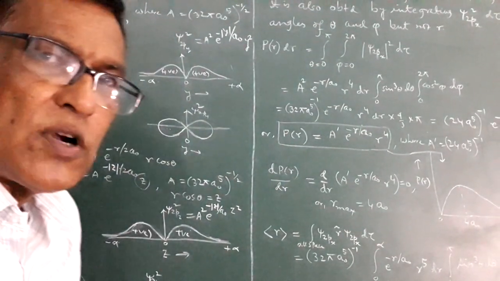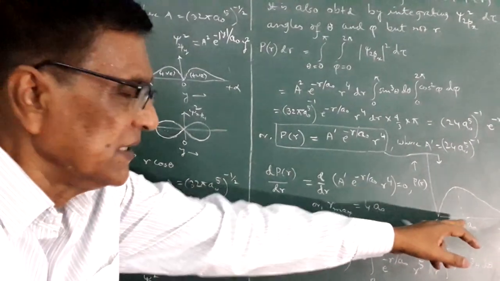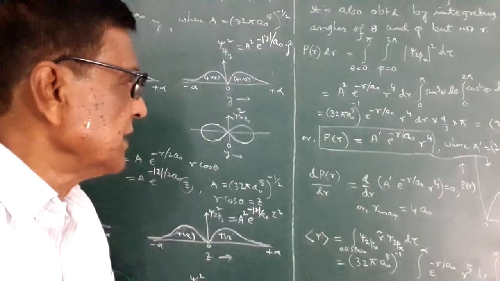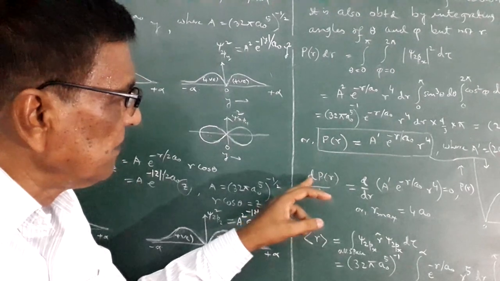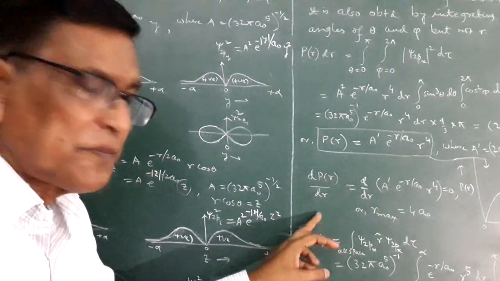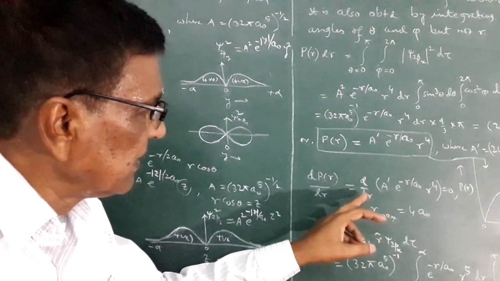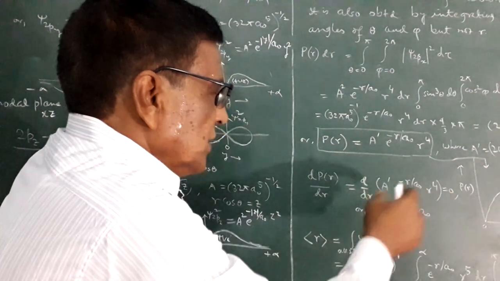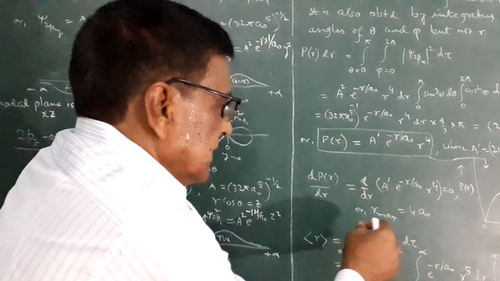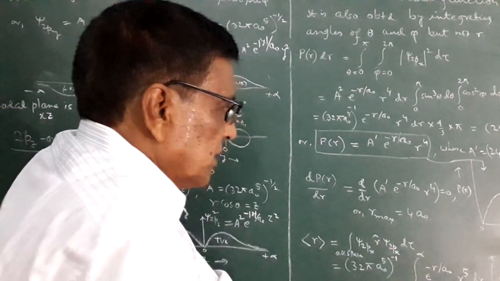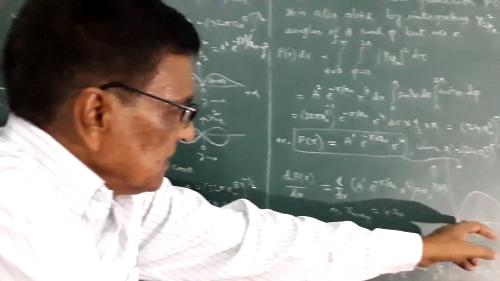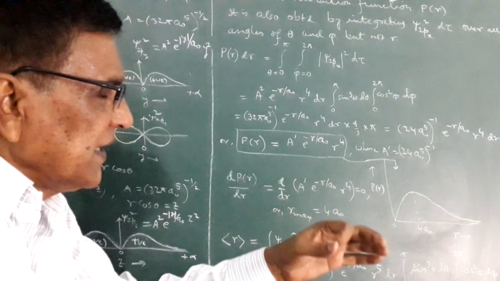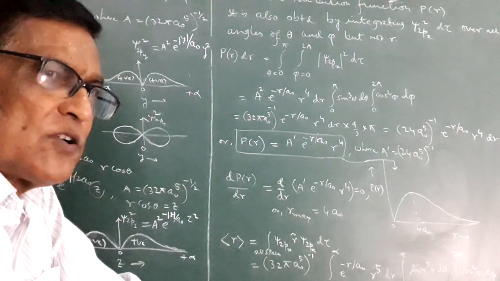We can also calculate the radius of the spherical shell at which P(r) attains its maximum. For that, the condition is that dP(r) by dr, the condition of extrema, is equal to d by dr of a' e to the power minus r by a naught r to the power 4, equal to 0. If we do this differentiation, then r max will be equal to 4 a naught. This means when we consider a spherical shell of radius 4 a naught and of unit thickness, the probability of finding this electron is maximum.